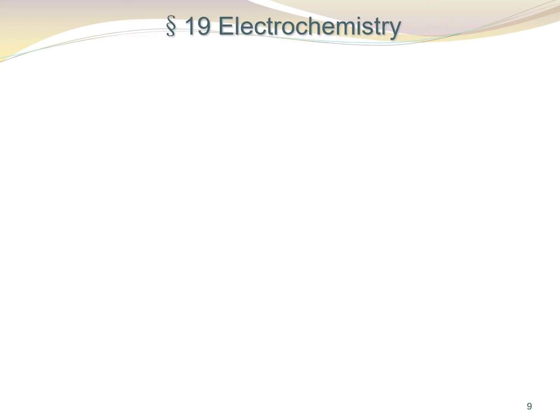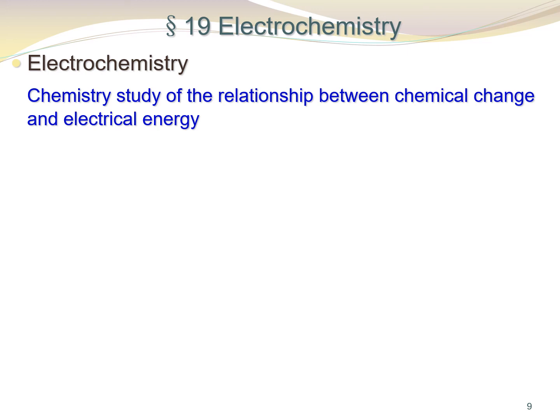Now, let's start with chapter 19 from the very beginning. This chapter is about electrochemistry. The definition of electrochemistry is the study of the relationship between a chemical change and electrical energy. If we switch electrical energy with heat, then that would be the thermochemistry that we discussed in chapter 5. Of course, this is another chapter regarding energy.